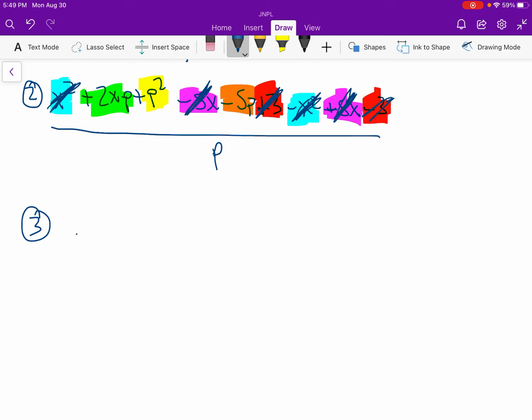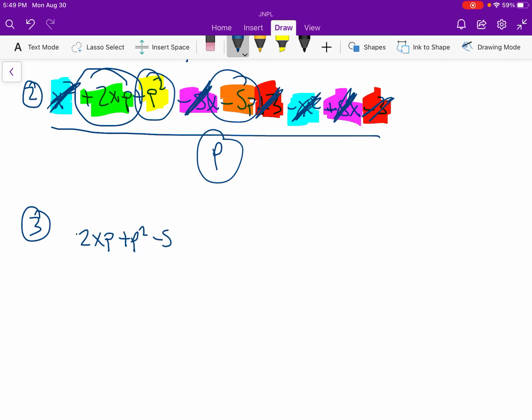And in most cases, this is what will happen. You'll have an xp, a p squared, and just a p left over. And what I like to do is circle those so I can see clearly which ones are left over. And that's what we write in step 3. 2xp plus p squared minus 5p divided by p.